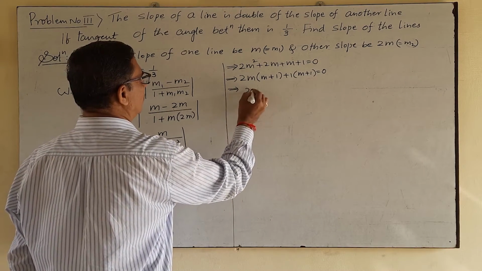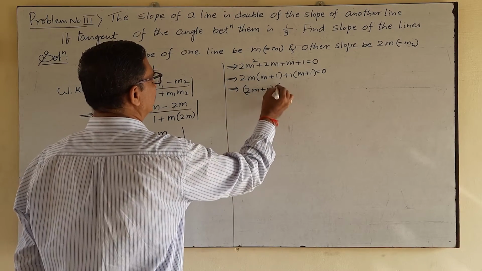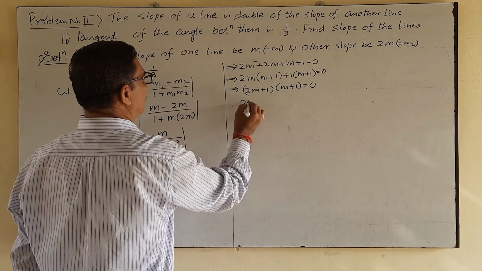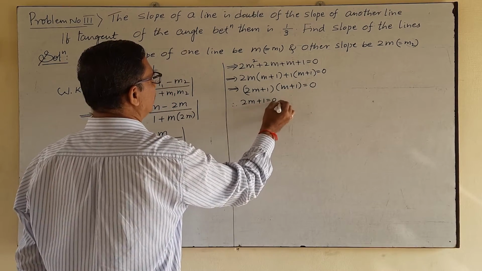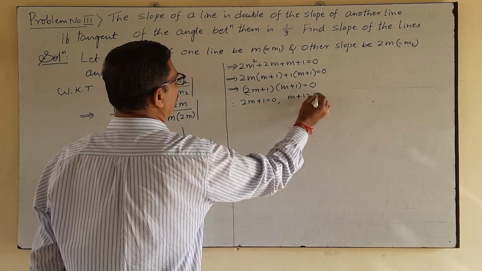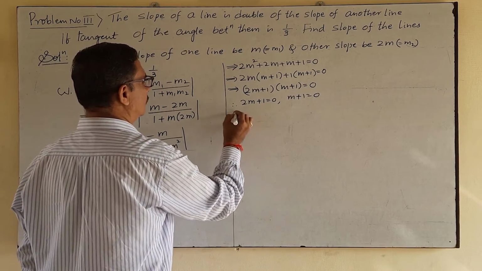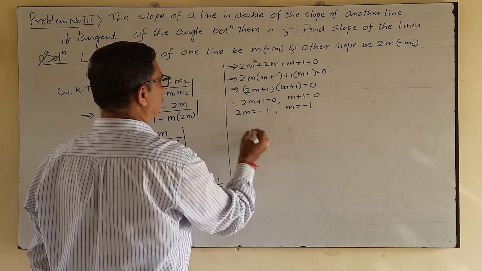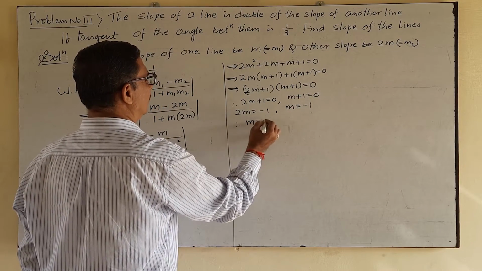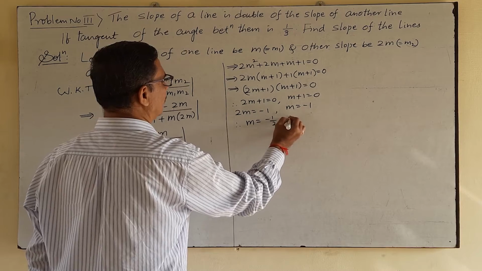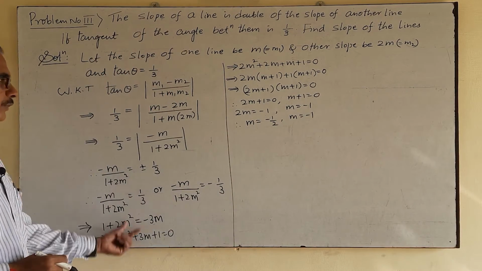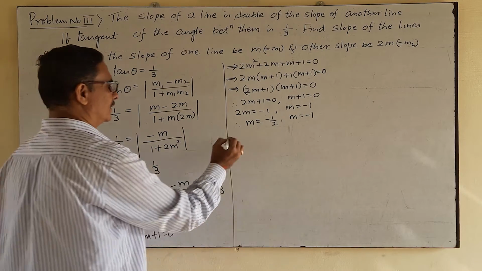Now first factor 2m plus 1, second factor m plus 1 is equal to 0. Therefore 2m plus 1 is equal to 0, or m plus 1 is equal to 0, 2m is equal to minus 1, or m is equal to minus 1. Hence m is equal to minus 1 by 2, or m is equal to minus 1. This is one case.